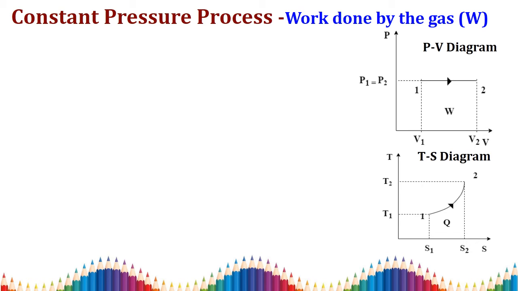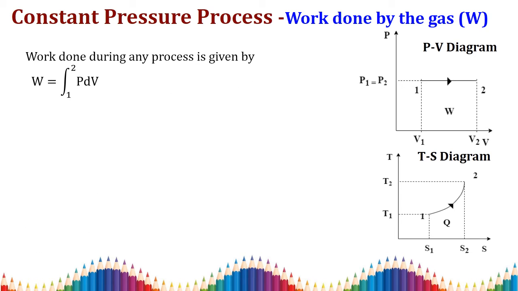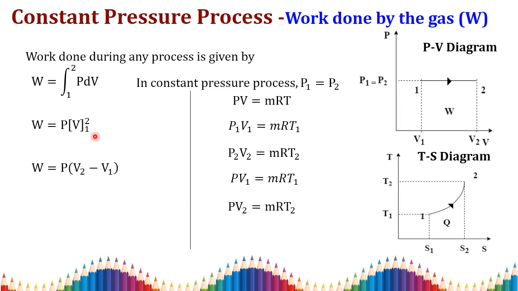So next one is work done by the gas. I already know the work done during any process is given by the simple relation: work done is equal to the integral of pressure into change in volume, with the initial state as 1 and the final state as 2. Integrating this, the pressure remains constant in this process. So keeping the pressure outside, the integral of change in volume is the volume from the upper limit 2 to the lower limit 1. Substitute your upper limit and your lower limit.